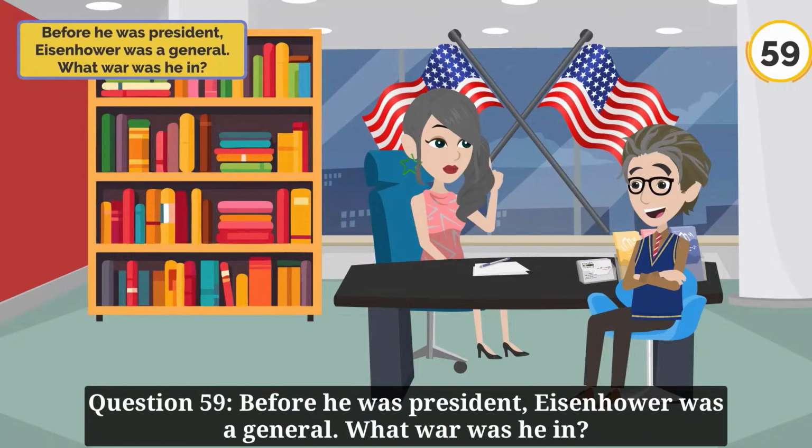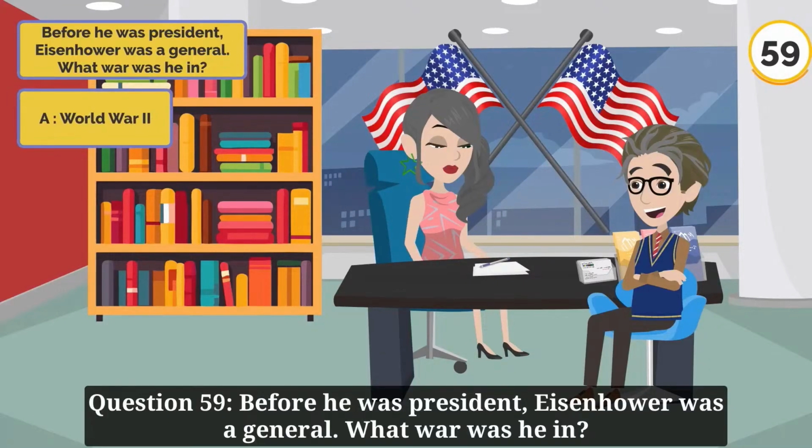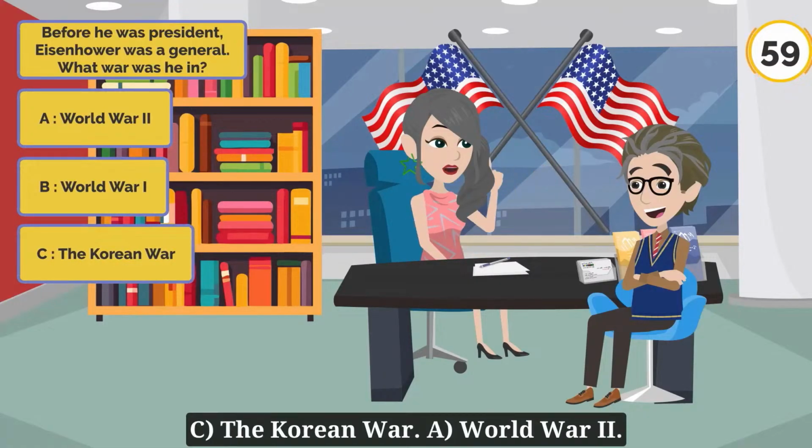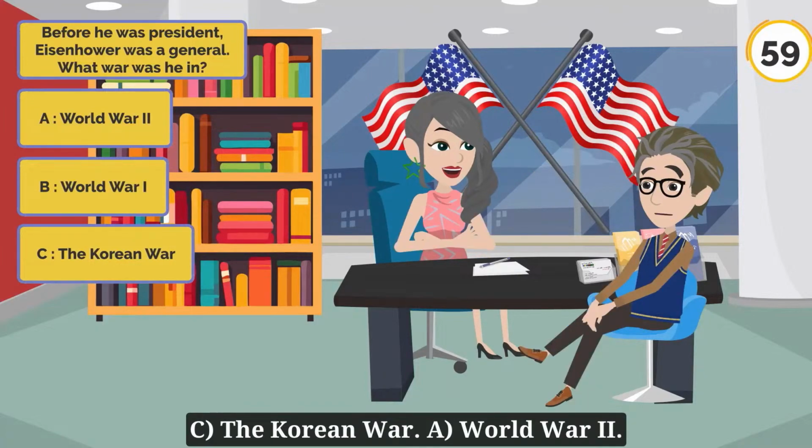Question 59. Before he was president, Eisenhower was a general. What war was he in? A. World War II. B. World War I. C. The Korean War. I'll go with A. World War II.